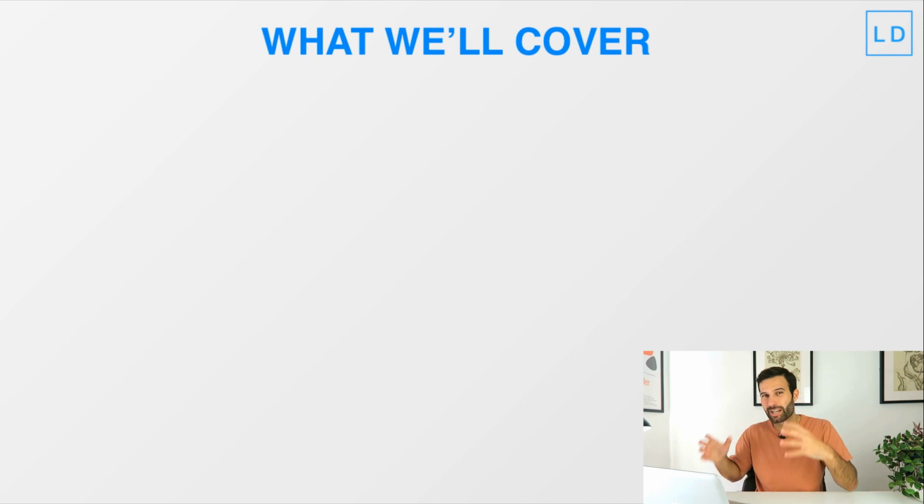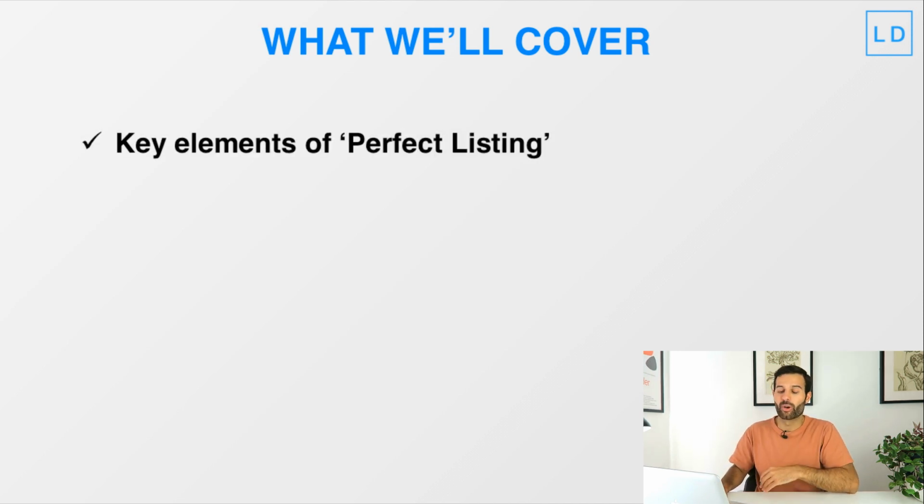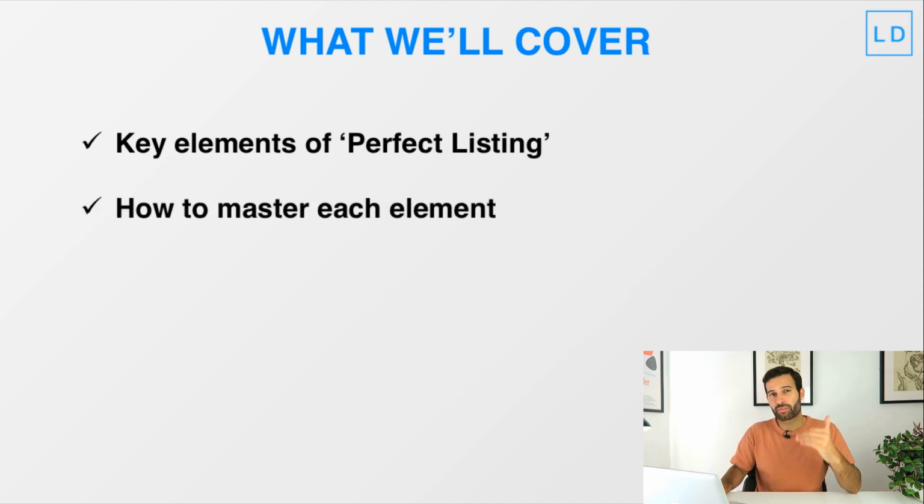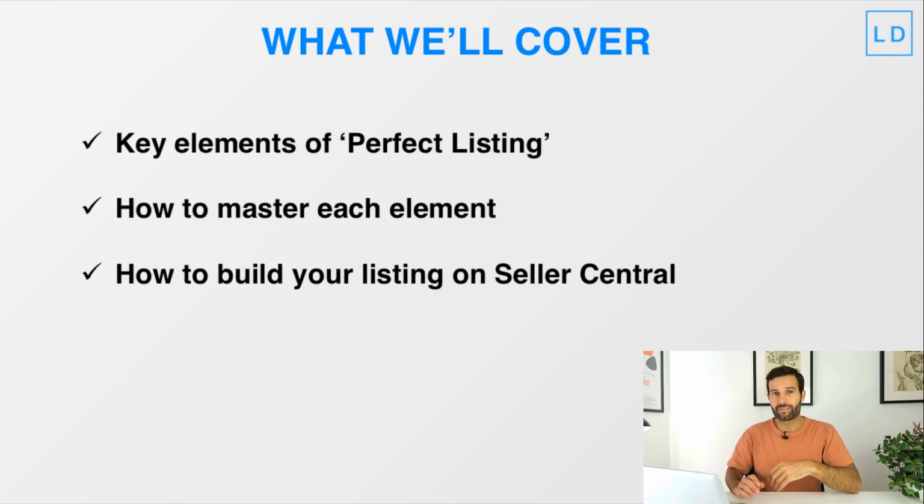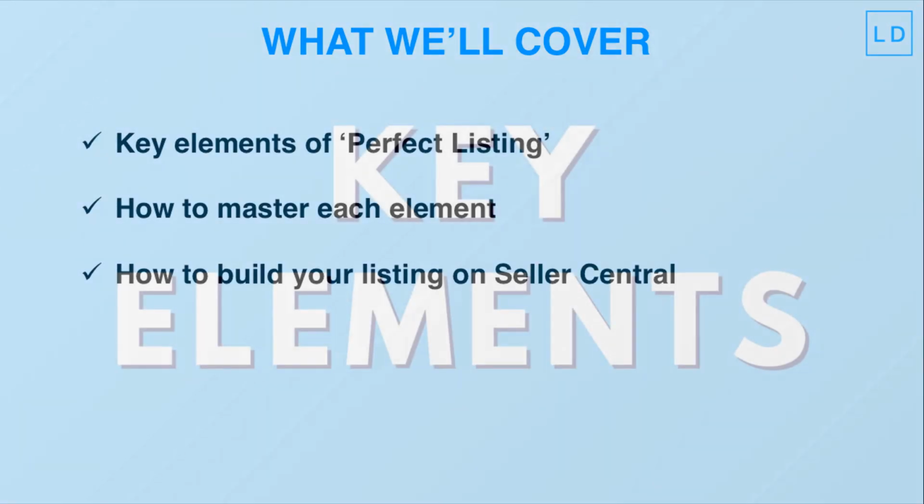Okay, so what am I actually going to be covering in this video? Well, I want to start things off by just talking about what the key elements are to building the perfect listing. Then I want to go through each of those elements one by one and talk about how you can master them, how you can do them perfectly to create that perfect listing. And then finally, if you stick around to the end of the video, we're going to go into Seller Central and I'm going to show you actually how you can build your product listing in Seller Central step by step.